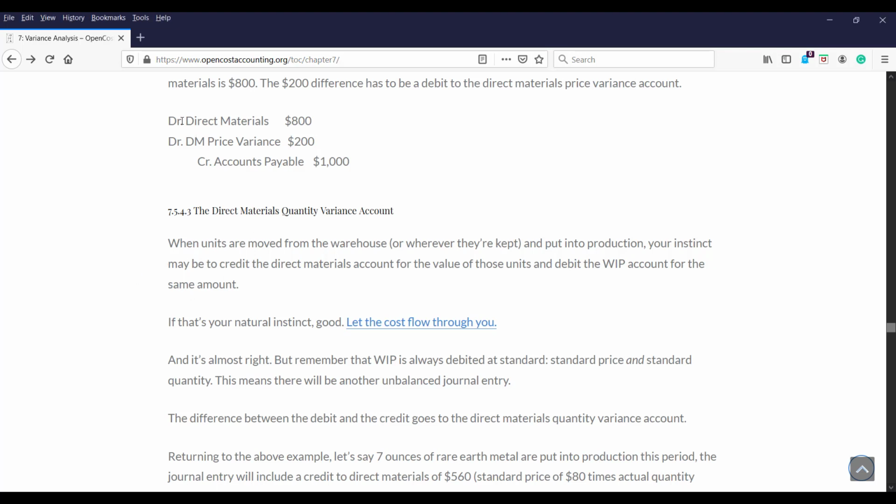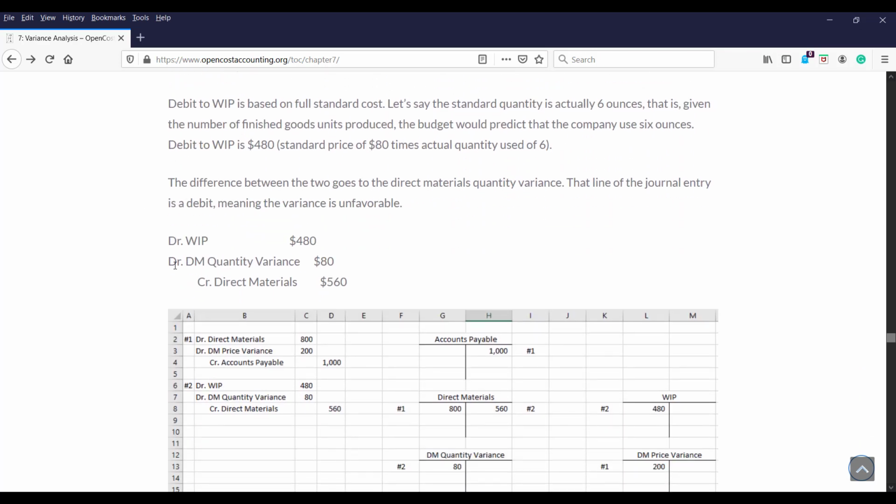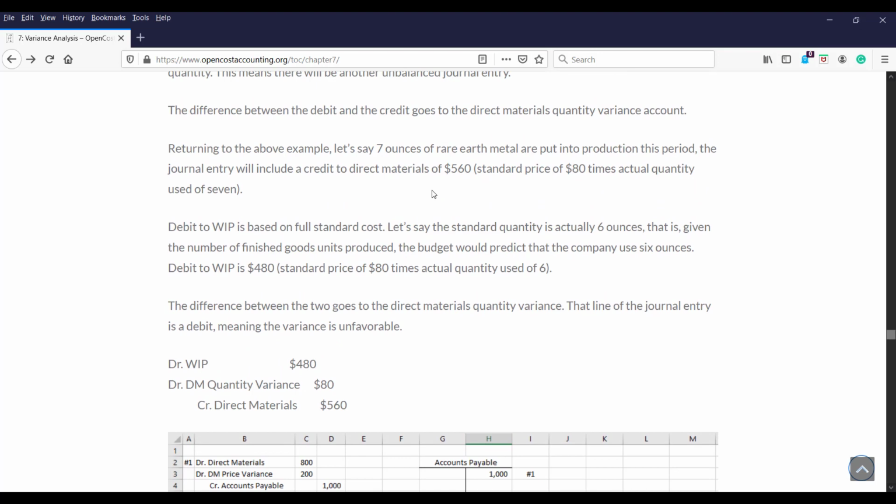Now, remember the rationale we used for our direct materials account here? It was a quasi-budget, which had standard price and actual quantity purchased. We're going to keep that. That inventory account maintains that rationale. It's going to have actual quantity used times standard price. And so the amount that we're going to credit to it when units are taken out of the warehouse is the actual quantity used, the actual quantity taken out, times the standard price.